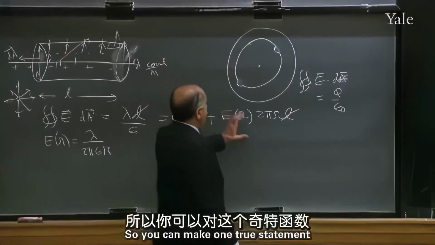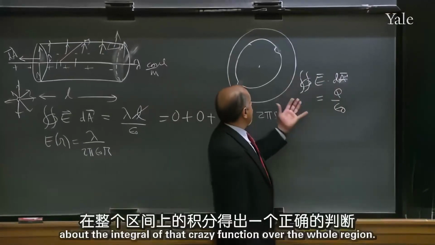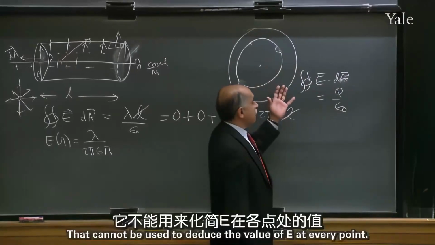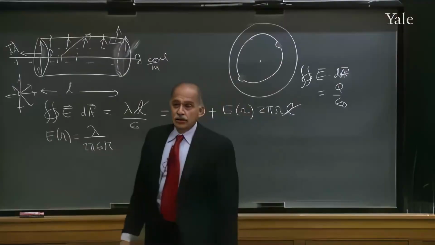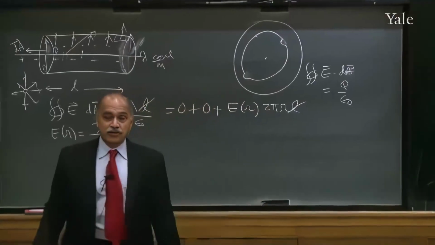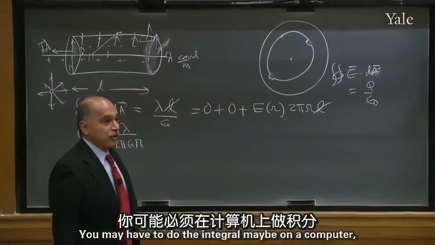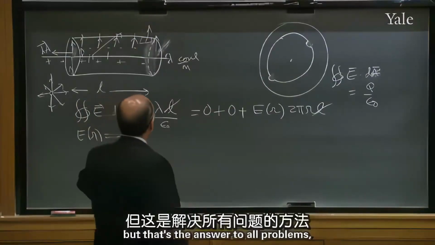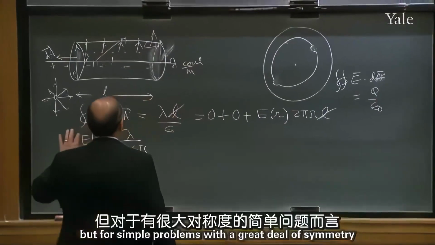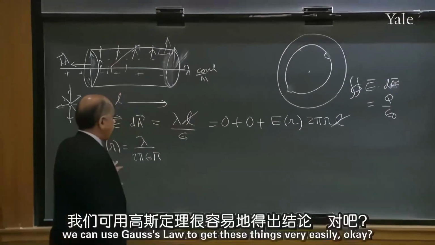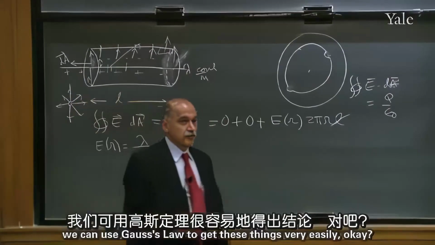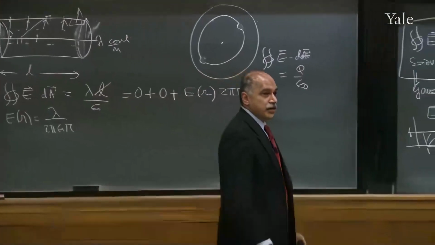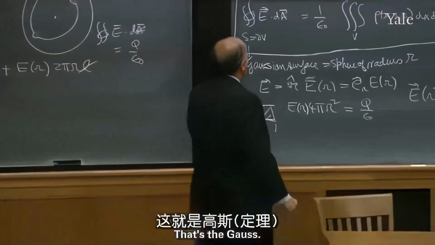So you can make one true statement about the integral of that crazy function over the whole region that cannot be used to deduce the value of E at every point. So you still need that integral. You may have to do the integral maybe on a computer, but that's the answer to all problems. But for simple problems with a great deal of symmetry, we can use Gauss's law to get these things very easily. Okay? That's the Gauss.